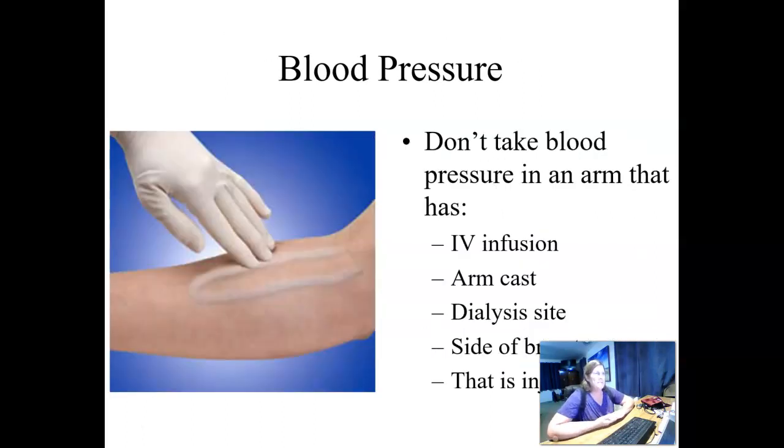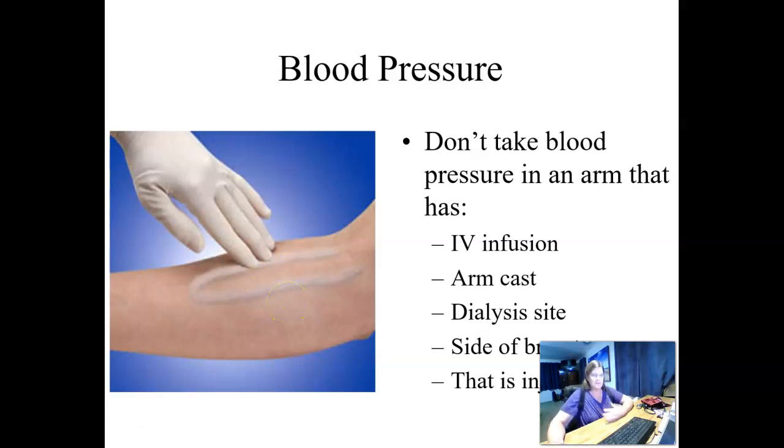So we do not take blood pressure in an arm that has an IV infusion or an arm cast. If they have a dialysis site, it might look like a big, thick, ropey vein. It's really big though, and really thick and ropey, and it's usually underneath the skin. There will usually be a sign above their bed that says, "Don't take blood pressures in that arm." Very dangerous to do that.